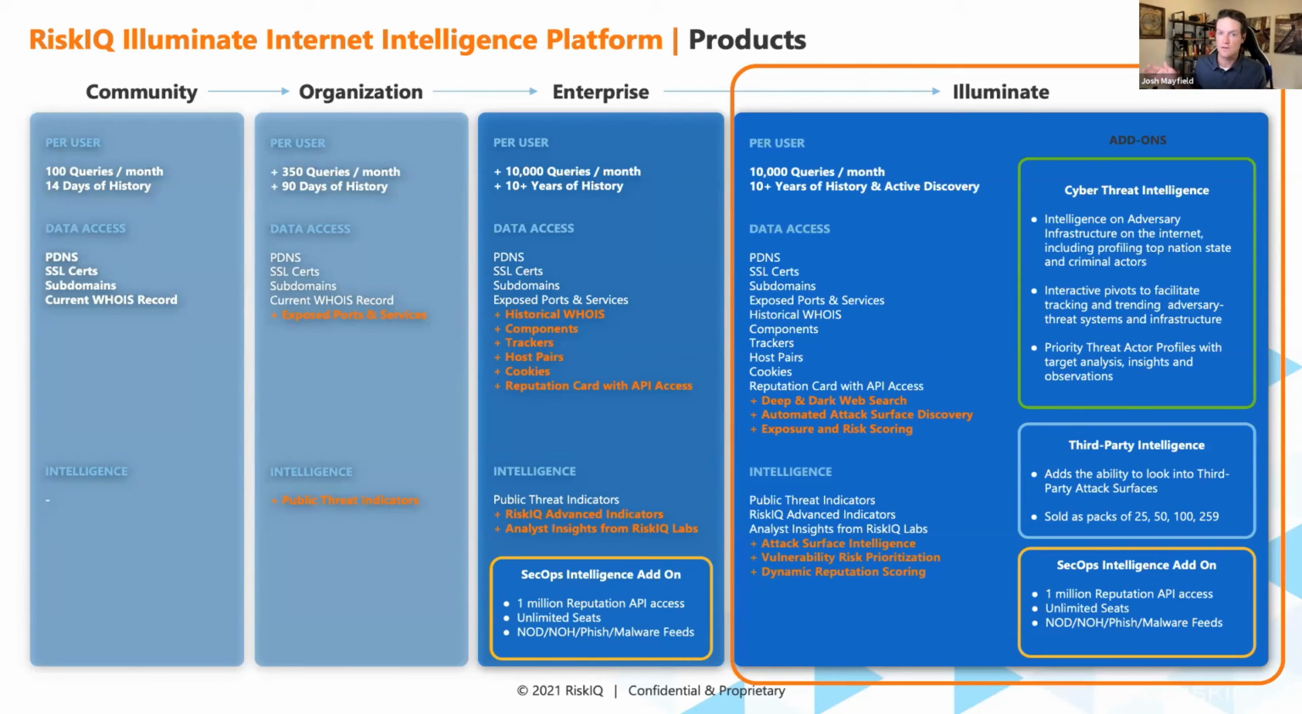Now, it contains all the fun jazz that Passive Total has, except it also does that attack surface stuff. So you can look at your own attack surface. You can look at a third party's attack surface. In addition to that, there's also some research that's more finished intelligence in the form of CTI, cyber threat intelligence. And that's what is a unique thing about us, by the way.